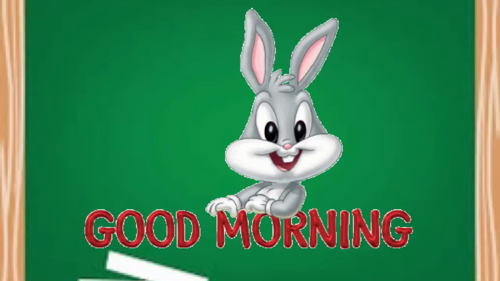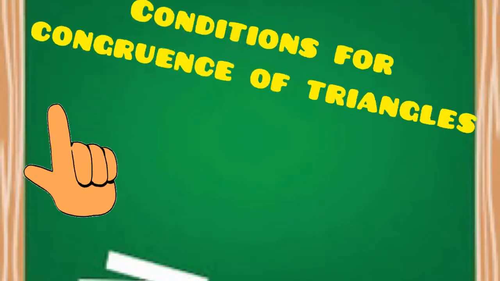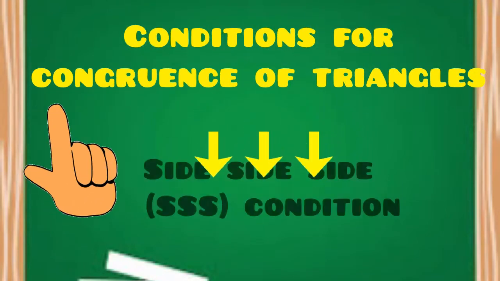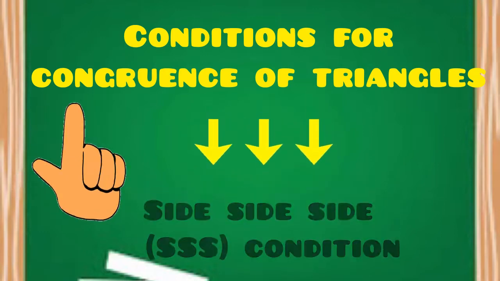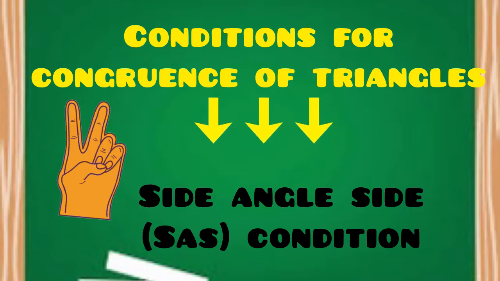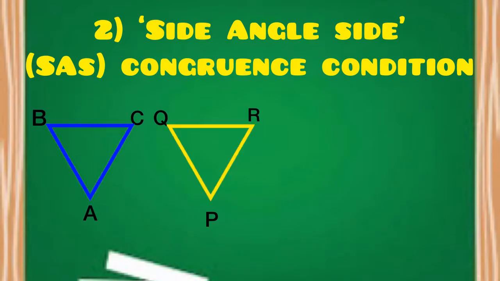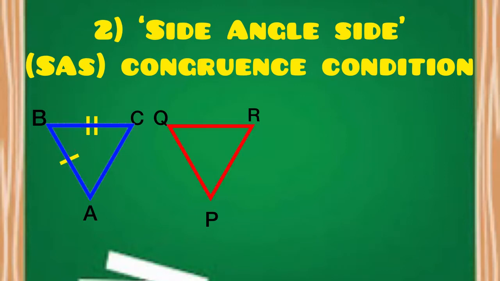In today's video, let's proceed with the next condition for congruency of triangles. In the previous video, we did the first congruency condition, that is side, side, side or SSS condition. The second condition is side angle side or SAS congruency condition. So two triangles are congruent by side angle side or SAS condition if two sides and the included angle of one triangle are respectively equal to the corresponding two sides and the included angle of the other triangle.